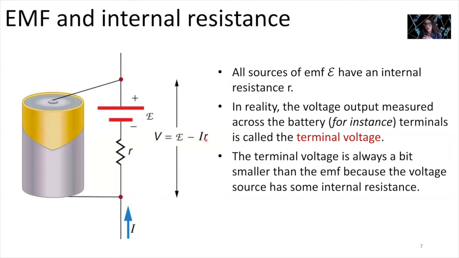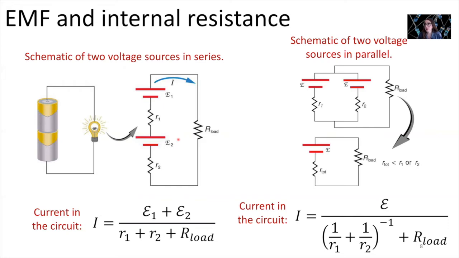The EMF is kind of the ideal potential that can be supplied by your battery, but the terminal voltage is always going to be a little bit less because that is also impacted by the internal resistance. If I took the voltmeter between the ends of my battery, that terminal voltage will equal the ideal EMF that this battery could supply minus the current running through it times the internal resistance of this battery. We can place batteries in series and in parallel in order to supply current to a system.